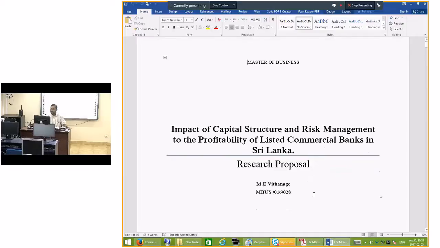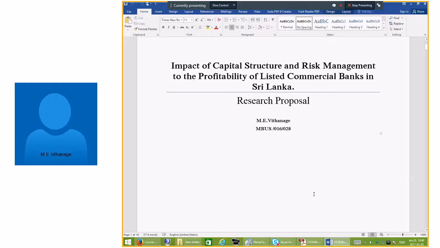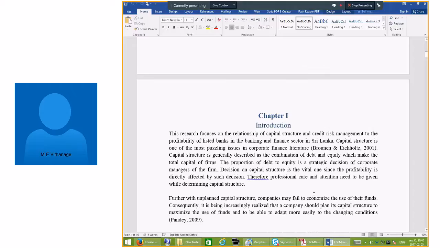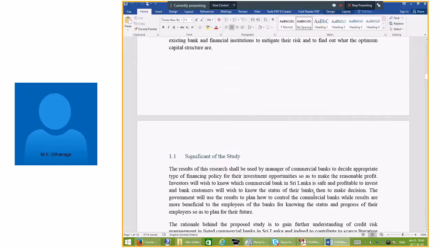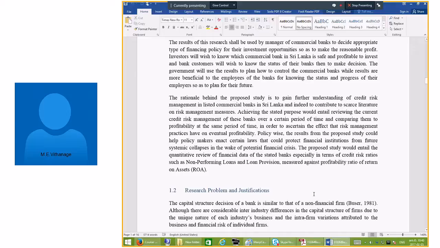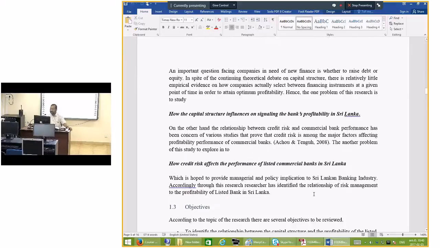Okay. Is that your document? Impact of capital structure and risk management on the profitability of listed commercial banks in Sri Lanka. Yes, sir. Okay, you start. Sir, actually I presented earlier, so you asked me to do some modification, so I completed my proposal and I am going to submit it now. Actually, don't present again and again. You just say what I suggested.